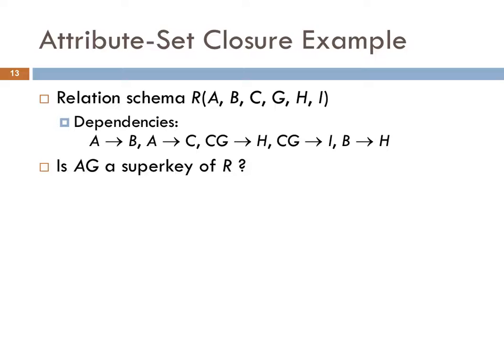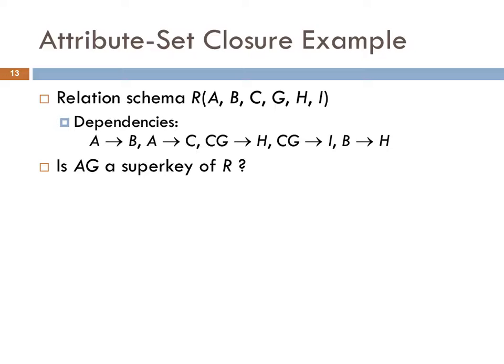Is AG a superkey of R? Well, how do we solve this problem? Just like I said, if AG is a superkey of R, that means that if you have pairs of tuples, I'm sorry, let's just be more general about it. The values of A and G together uniquely identify tuples in R. That's what it means for it to be a superkey, right? Another way of stating it is that AG functionally determines R.